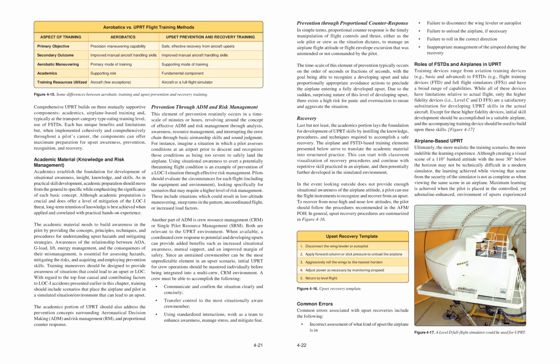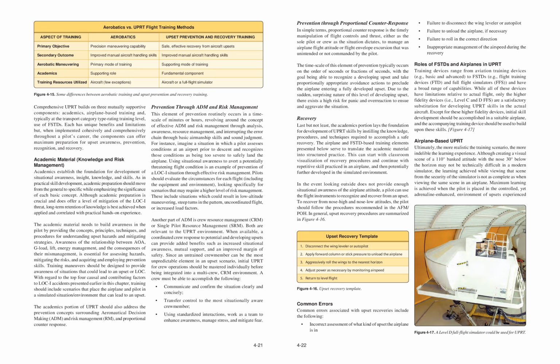Training maneuvers should be designed to provide awareness of situations that could lead to an upset or loss of control. With regard to the top four causal and contributing factors to loss of control accidents presented earlier in this chapter, training should include scenarios that place the airplane and pilot in a simulated situation or environment that can lead to an upset. The academics portion of UPRT should also address the prevention concepts surrounding aeronautical decision-making, ADM, and risk management, RM, and proportional counter-response.